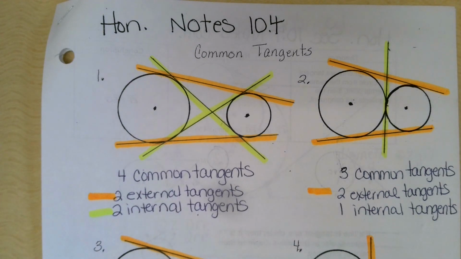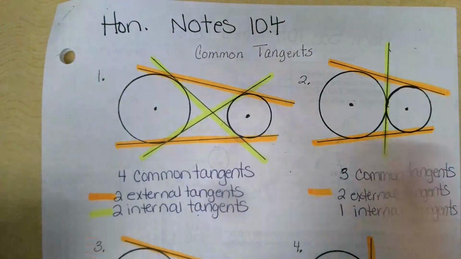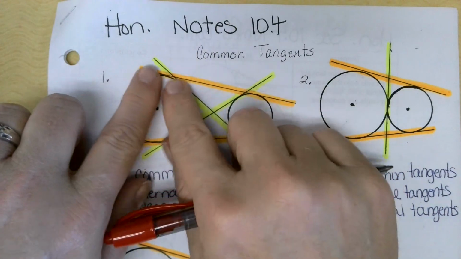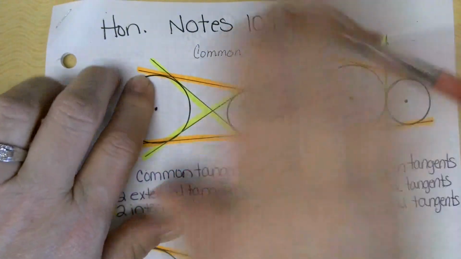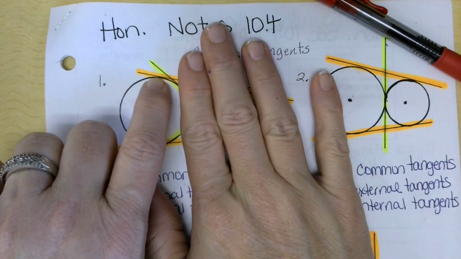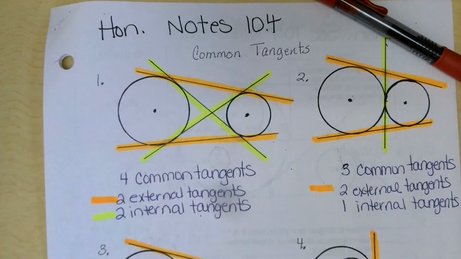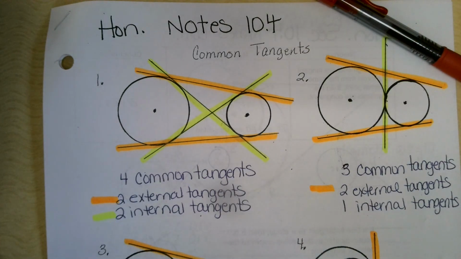Hey students, this is the note section 10.4 on common tangents. So we learned what a tangent is. A tangent is a line that touches a circle at a point. So in my picture here, this orange line is tangent to the circle because it's touching at one point. Okay, so then we have 5 situations that are going to happen when we have our tangents.